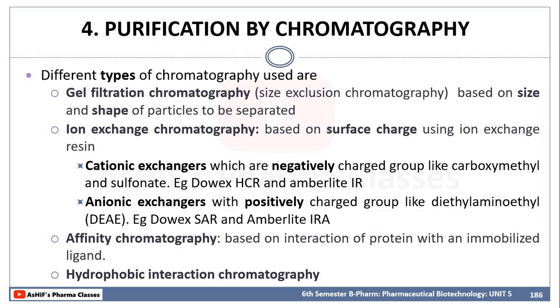Next one is ion exchange chromatography, which is based on the surface charge present in the particles to be separated. We have two types of exchangers that can be used for ion exchange chromatography, cationic exchangers as well as anionic exchangers. Examples include Dowex HCR and Amberlite IR. These are some of the examples of cationic exchangers, which consist of negatively charged groups. Then we have anionic exchangers, Dowex SAR as well as Amberlite IRA, which consist of positively charged groups.